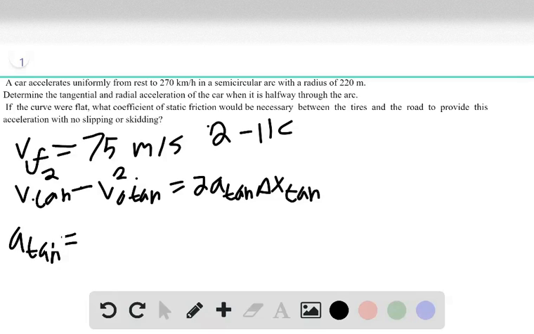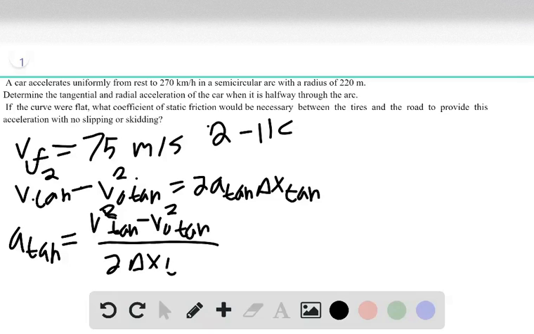equals v_tan squared minus v_naught_tan squared over 2 delta x_tan. So now we need to figure out what all this is. We know initial velocity is 0. Final velocity, I went ahead and converted to meters per second up here just by dividing 270 kilometers an hour by 3.6, which is the conversion factor. So I went ahead and changed that.